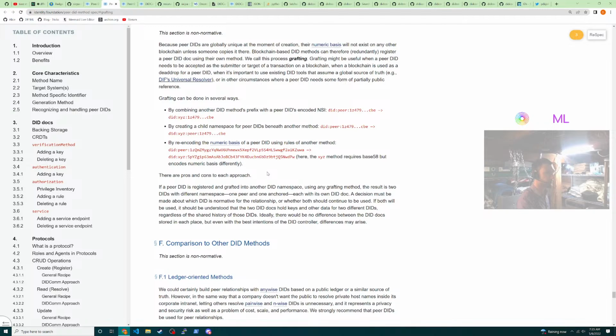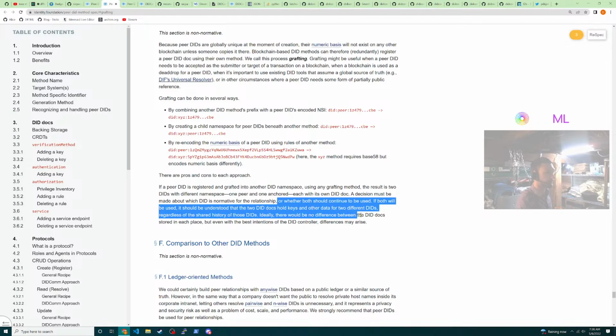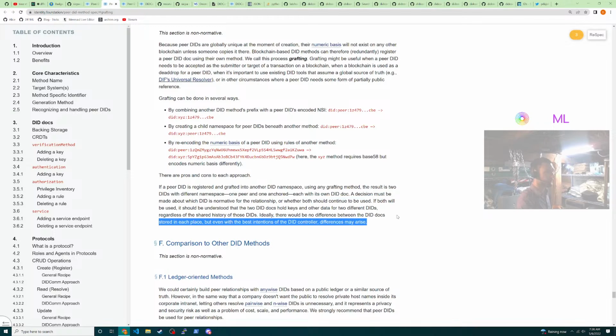A decision must be made about which DID is normative for the relationship, or whether both should continue to be used. If both will be used, it should be understood that two DIDs hold keys and other data for two different DIDs, regardless of the shared history of those DIDs. Ideally, there would be no difference between the DID docs stored in each place, but even with the best intentions of the DID controller, differences may arise.